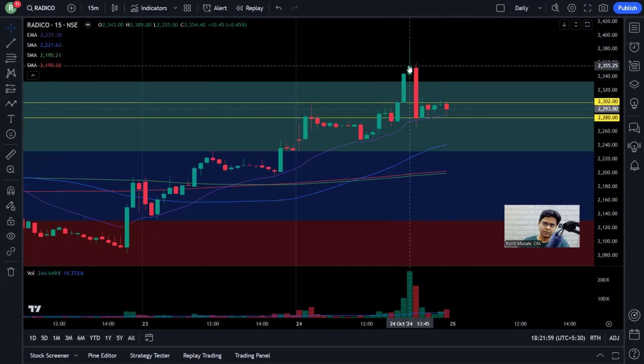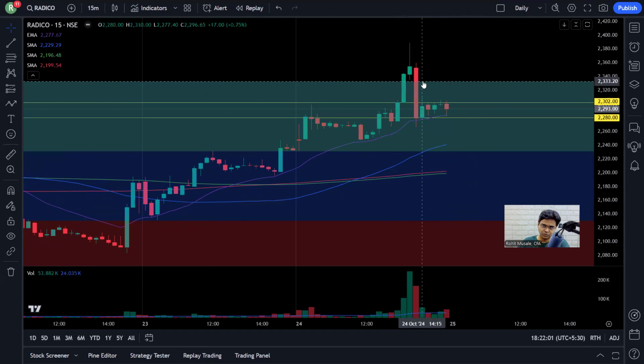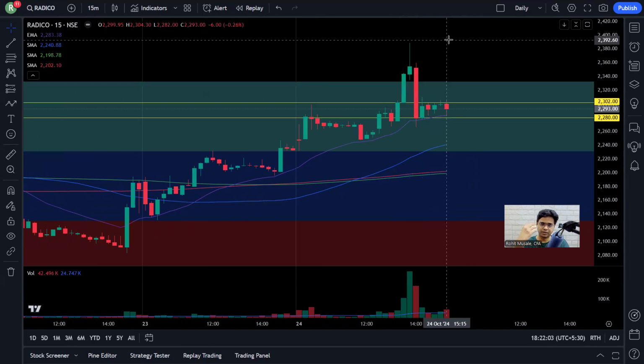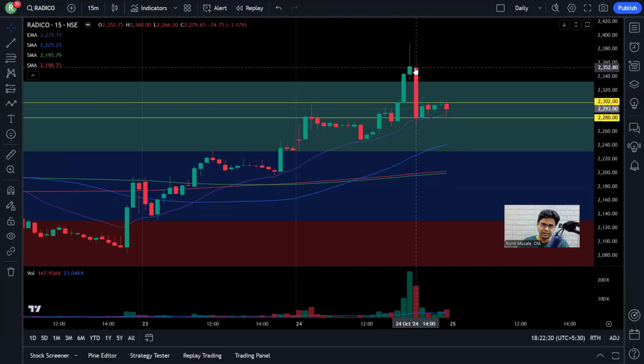Your assumption here is that the price will touch the green zone and bounce from here. That is my assumption. But assumptions are dangerous in the market. I have to see what the market is doing. I don't have to go by assumptions. I have to go by what I see on the chart. So when this red candle began to develop, the moment it touched this yellow line and dropped below that yellow line, I sold.